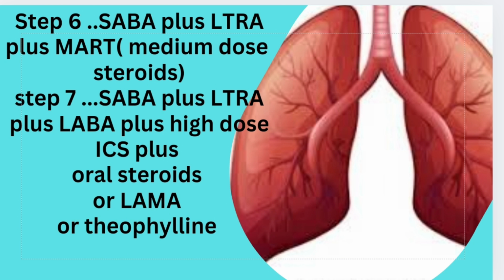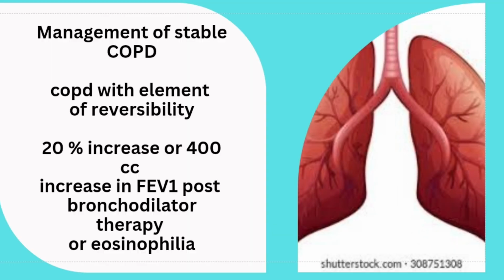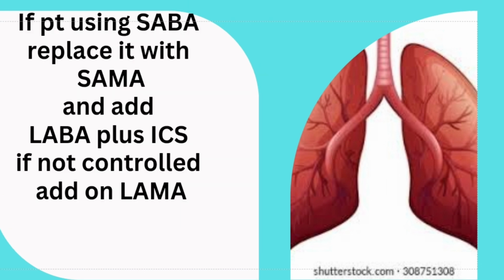After the stepwise approach of asthma, we come to COPD. First of all, we'll discuss the management of stable COPD. Now, there are two types of COPD. One COPD is with an element of reversibility. That is, if after bronchodilator therapy, FEV1 is increased by 400 cc or there is a 20% increase, and in this COPD, we also get eosinophilia. It means that it has an element of reversibility.